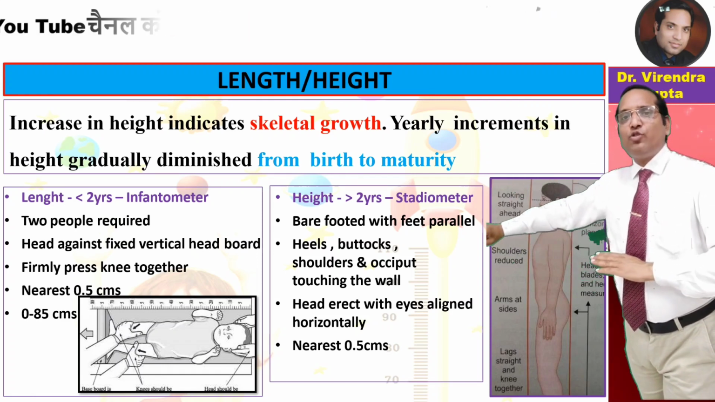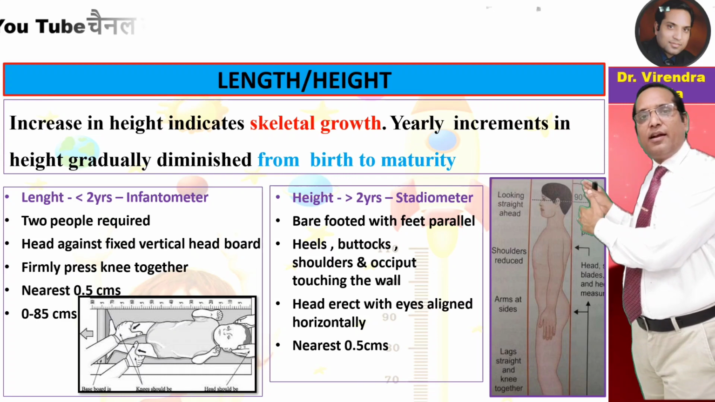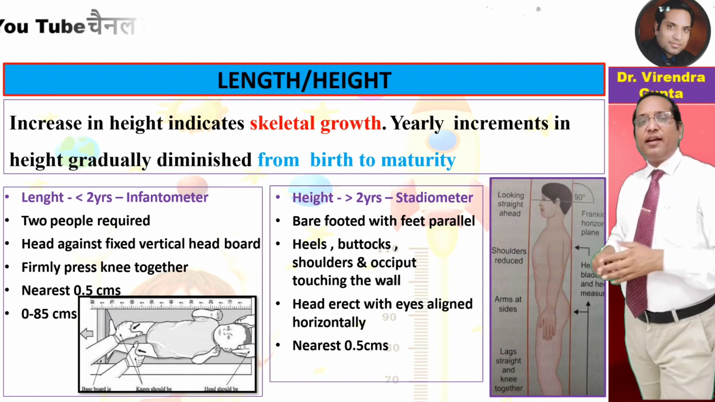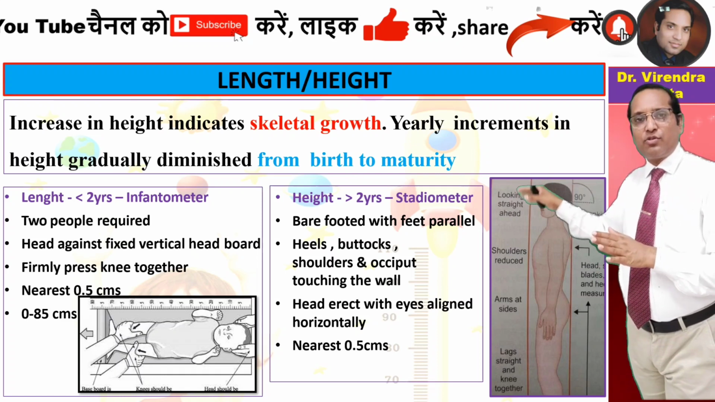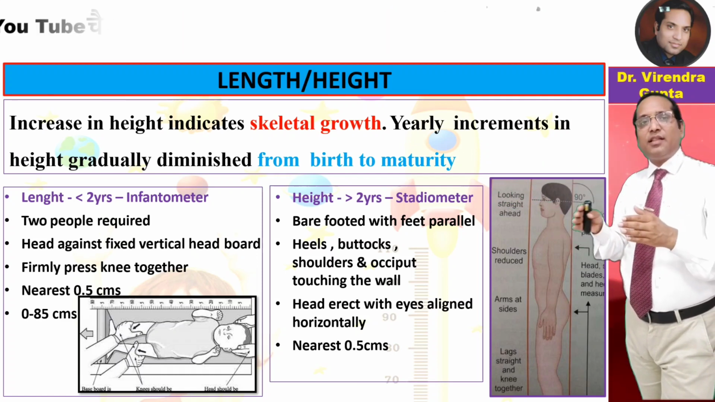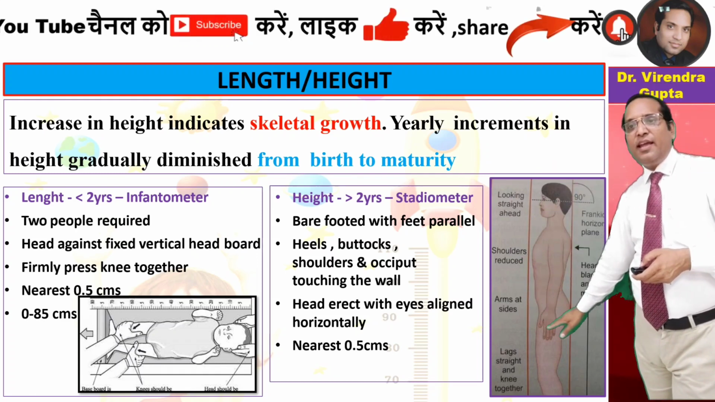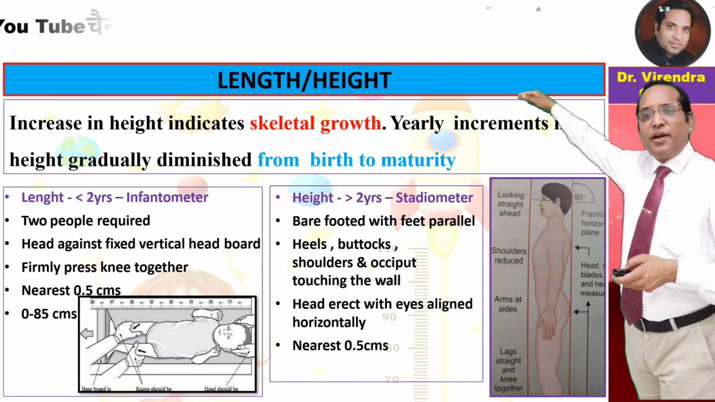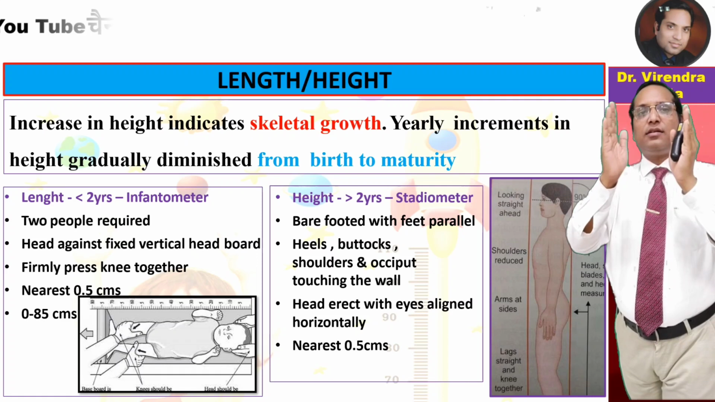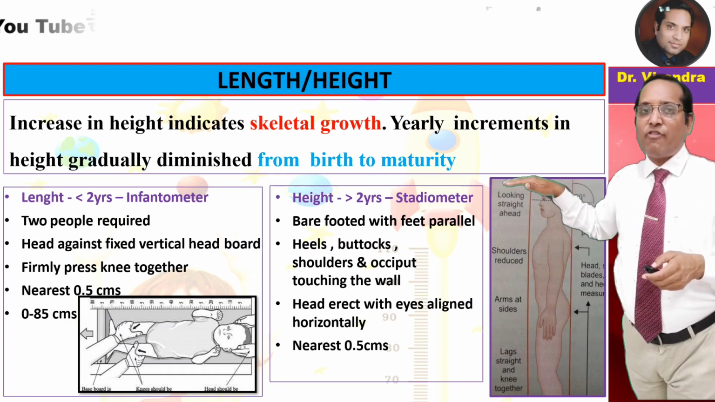Length is taken in the lying position, and 2 people are required for taking the length. The head should be fixed in the vertical position against the board of the infantometer. The knees should be pressed firmly together, and it can be recorded to the nearest 0.5 centimeter, up to about 85 centimeters of the child. Height is taken barefoot with feet parallel, and the child should stand so that the heels, buttocks, shoulders and occiput all touch the wall, with the head erect and the eyes aligned horizontally. This is the Frankfurt position, and height is recorded to the nearest 0.5 centimeter.